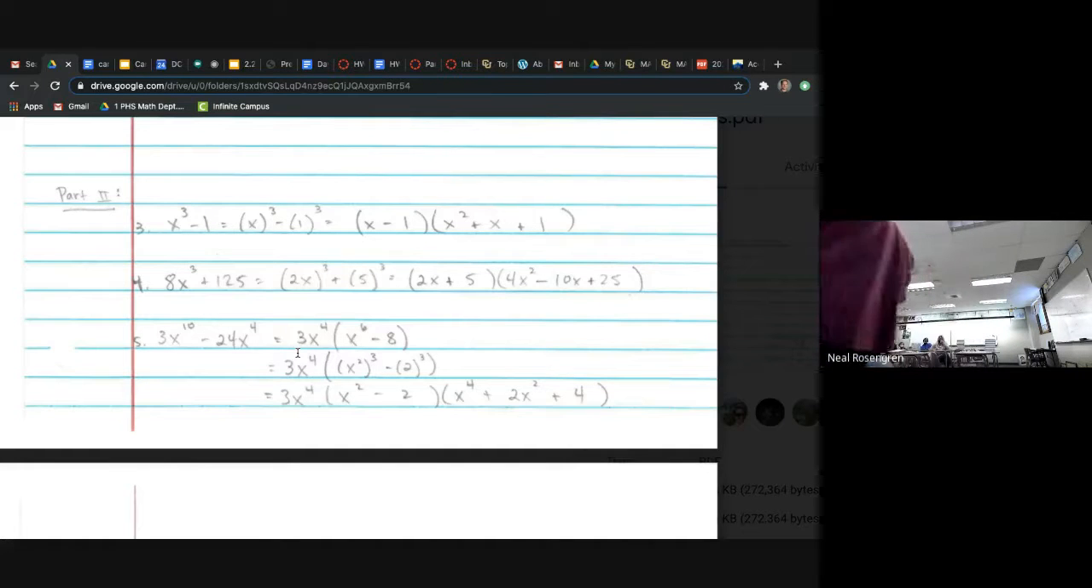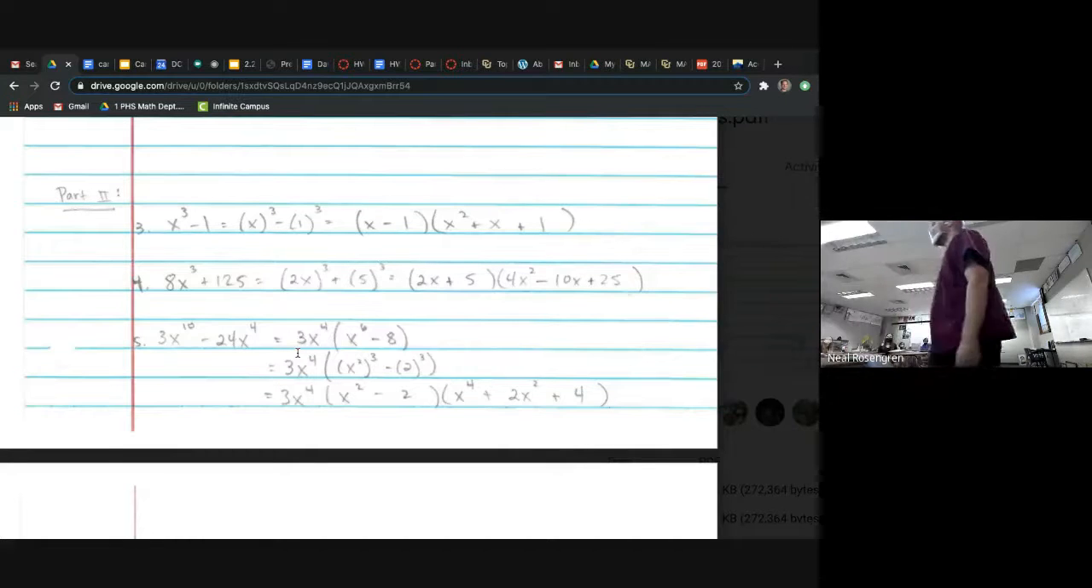Well, take a 3x to the 4th out of this. You just have x to the 6th left behind, because when you multiply variables together, you add their exponents. So that's why the 4 and the 6 get me to 10. And when I take out 3x to the 4th of negative 24x to the 4th, I've taken the 3 out, so I just have the 8 left. But I've taken all of the x to the 4th, so there's no x's left. But then look inside and see what's left.